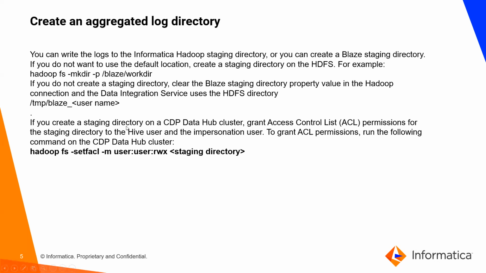Next, if you create a staging directory on a CDP Data Hub cluster, grant ACL, access control list, permission for the staging directory to the Hive user and the impersonation user. To grant ACL permissions, run the following command on the CDP Data Hub cluster. You need to run this command both for the impersonation username and the DIS principal which you use. This will make sure it has the relevant permissions.